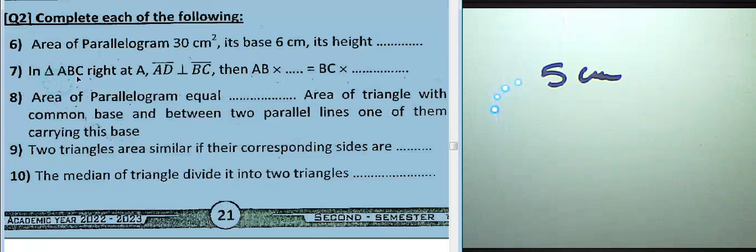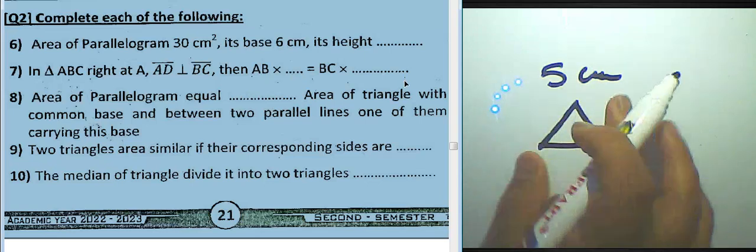Question number 7. In triangle ABC, right angled at A, then AD is perpendicular to BC, then AB multiplication by space equals BC multiplication by space. Look here at this triangle. He tells us about the triangle here.